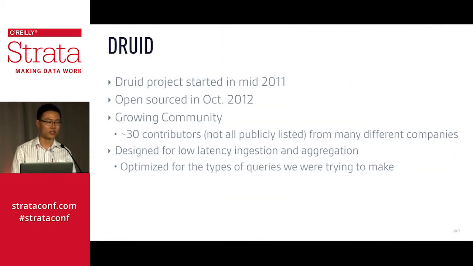The Druid project was started around early to mid 2011, and we open sourced it in October of 2012. Since then, there's been a small but growing community. We have about 30 contributors right now from a couple of different companies. And Druid is built from the ground up to solve these problems around low latency data ingestion and also low latency aggregation. So Druid is highly optimized for the types of queries that we wanted to do.